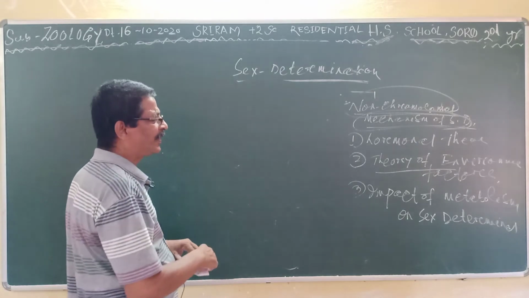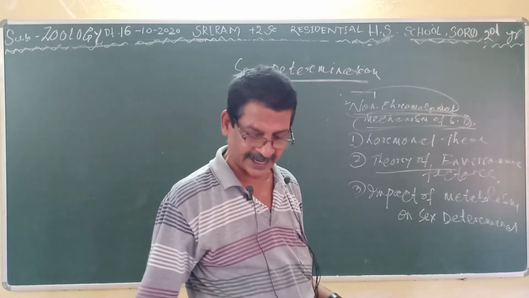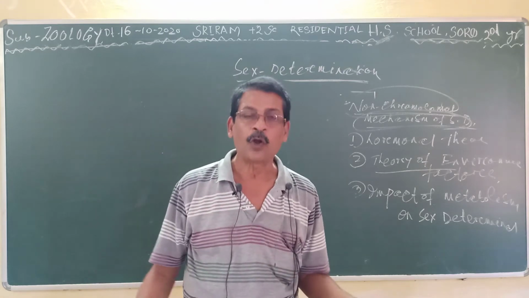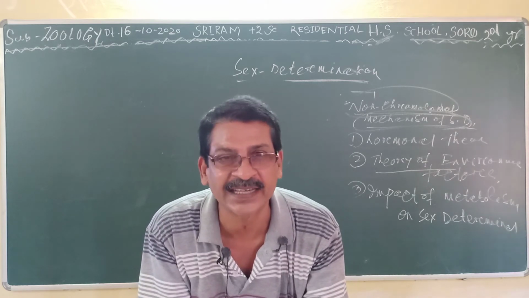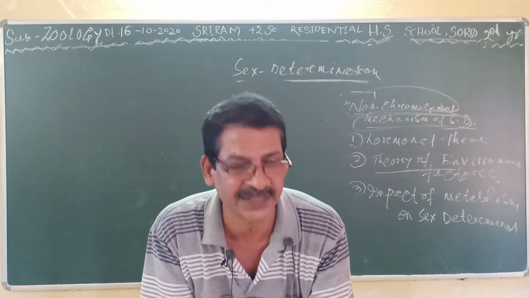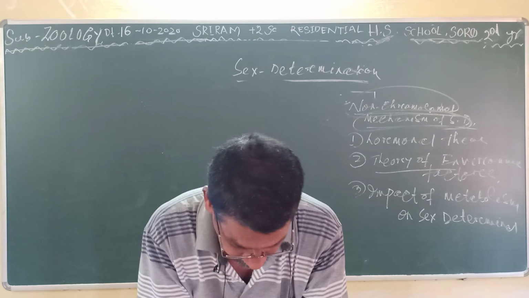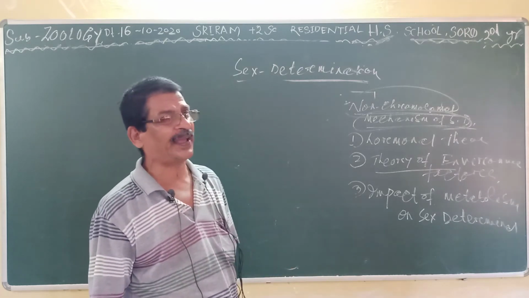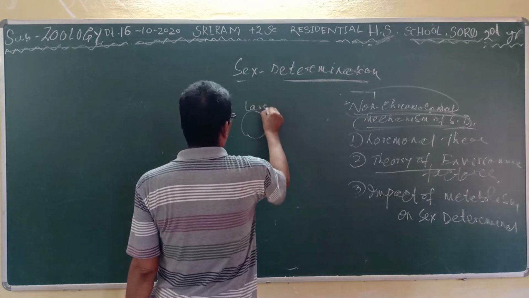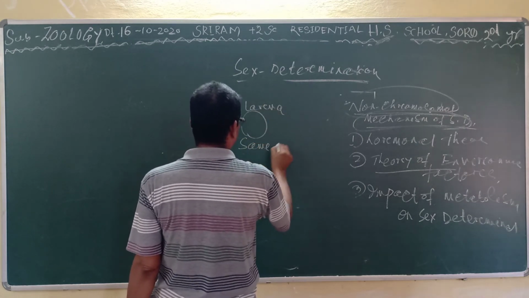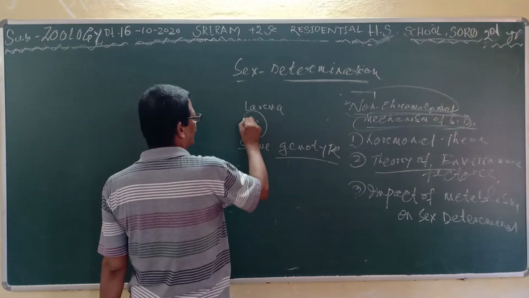Then you come to the theory of environmental factor. It says that in some lower animals, environmental factors have an impact over the determination of sex. In the lower group of animals, it has been found that the egg or the larva have the same genotype, that means the genetical structure of both male and female is the same.